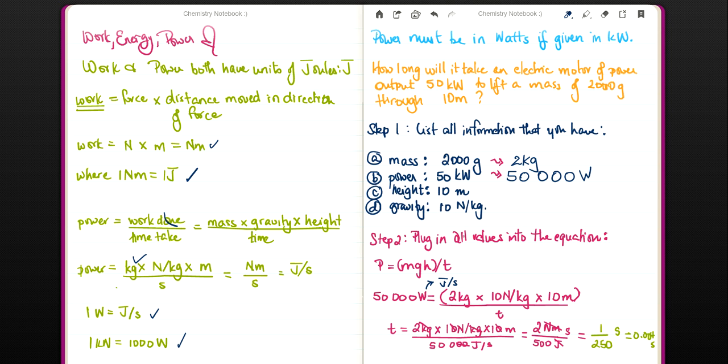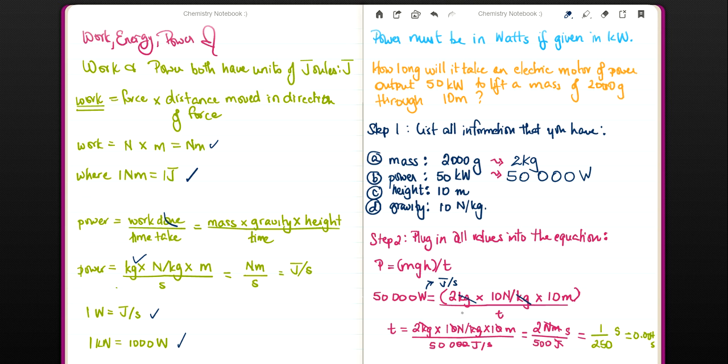Step 2, we plug all values into the equation. We know that power is equal to mass times gravity times height, all divided by t. So 50,000 watts, which is also joules per second, is equal to 2 kilograms times 10 newtons per kilogram times 10 meters. You cancel out the kilograms when you have newton meters, right?